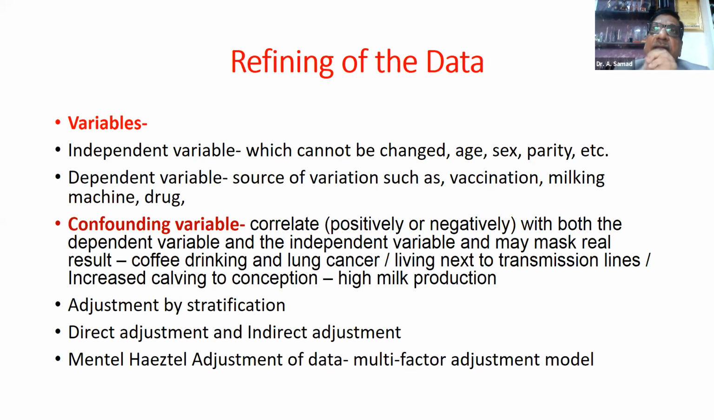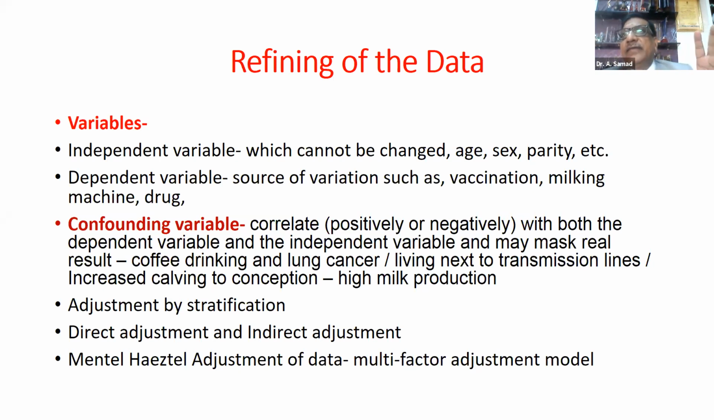There is also another method which is called a multi-factor adjustment model. It's called Mantel-Haenszel adjustment of data, where you suspect that there are more than 4 or 5 different kinds of confounding variables that might be confounding the true effect. For example, there are 5 different factors, and you feel that all those 5 factors might be affecting the outcome, but out of which one is the true effect and the other 4 are just confounding effects. And you want to adjust for confounding so that you will be able to find out what is the true effect of one particular variable.